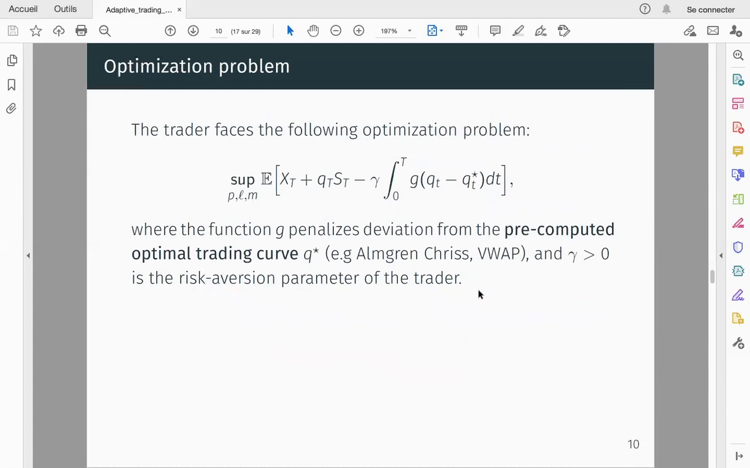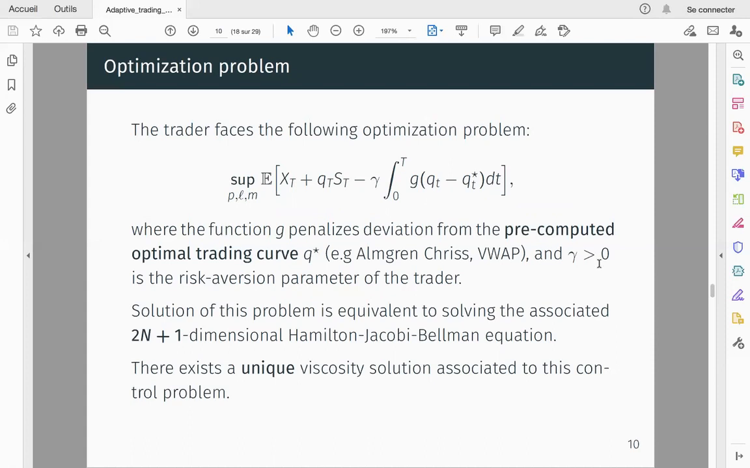And so we come to the optimization problem. So the trader faces the following optimization problem. So the supremum over all the volume he posts using limit and market orders of the sum of the cash process, the mark-to-market value of his inventory, and a running penalty, which penalizes deviation from a pre-computed trading curve Q star. So this has to be a deterministic trading curve, such as Almgren-Chriss or the VWAP, and you have the risk aversion parameter gamma.